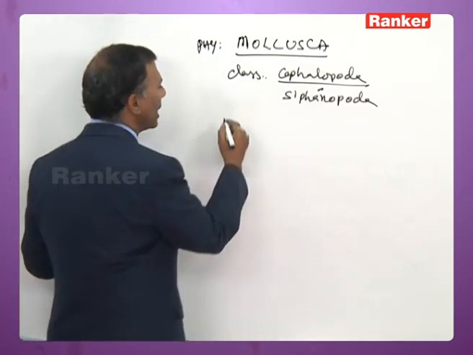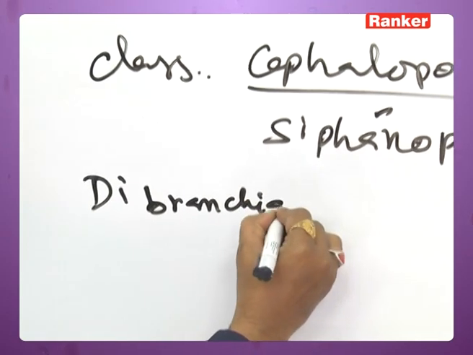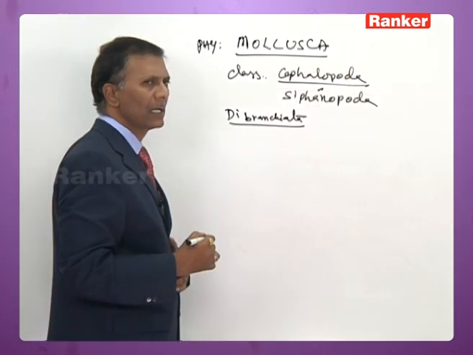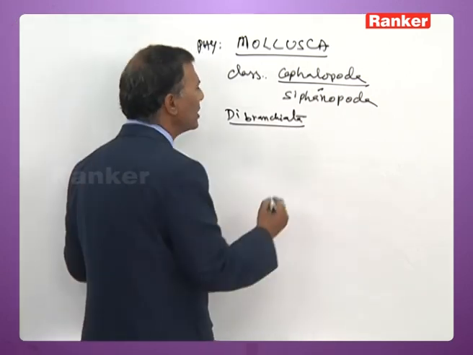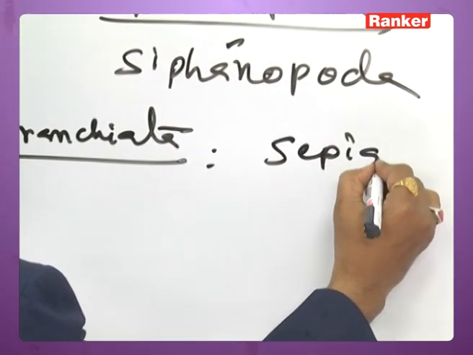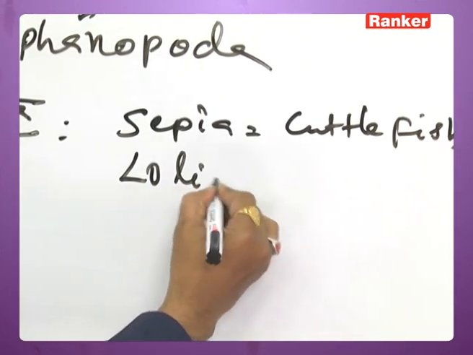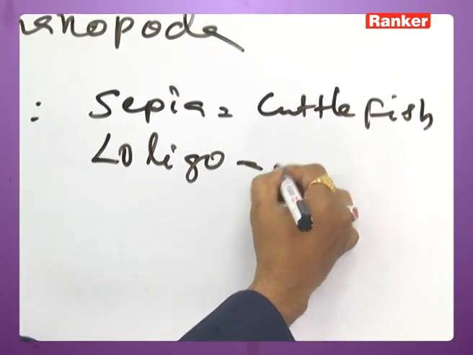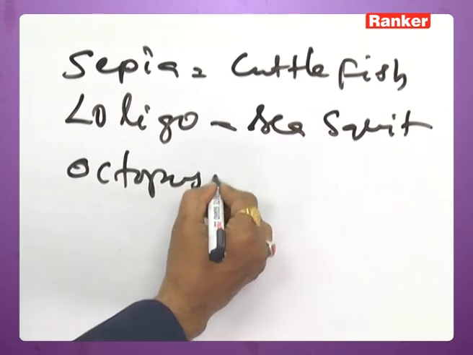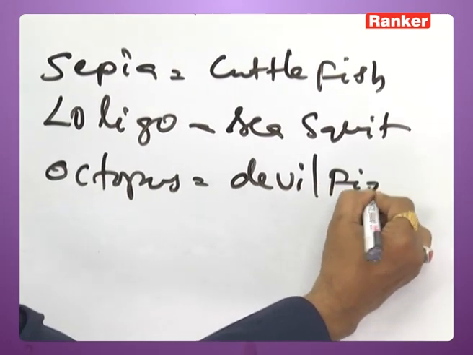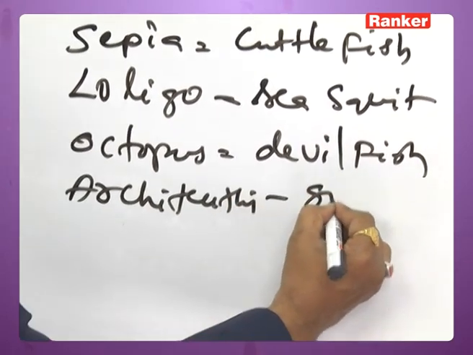It is divided into two groups now. Dibranchiata: in all dibranchiates, one pair of gills, one pair of nephridia and one pair of auricles are present. The examples for Dibranchiata are sepia, commonly called cuttlefish; loligo, commonly called sea squid; octopus, commonly called devilfish; and Architeuthis, commonly called giant squid.